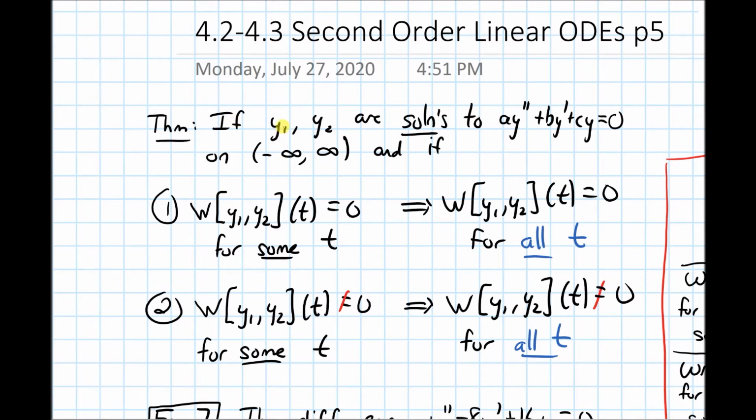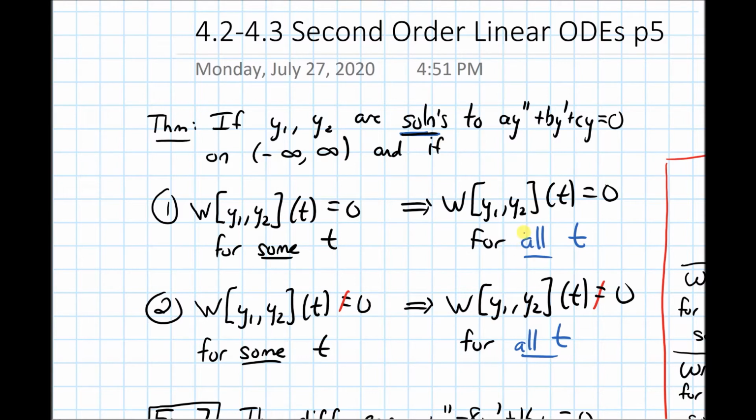So again, if y1 and y2 are solutions to our differential equation, and it is really, really important that y1 and y2 are actually solutions to this differential equation. That was even the case in that Wronskian lemma that we just stated before this. And these are solutions everywhere on the interval from negative infinity to positive infinity. It turns out that if the Wronskian of those two solutions is 0 for some value of t, this will imply that the Wronskian of those two solutions is 0 for all values of t.